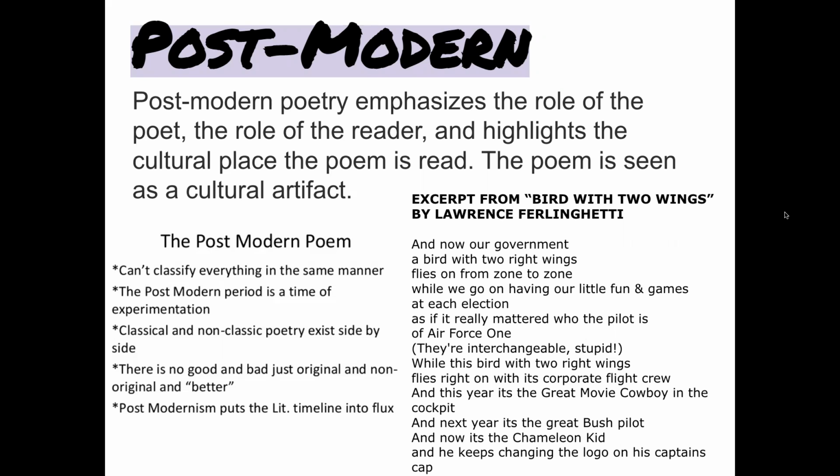I put an example by Lawrence Ferlinghetti, an excerpt from Bird with Two Wings, and you can see that very differently from the sonnet on the first page and even J. Alfred Prufrock on the second page, there is no meter in this one. "And now our government, a bird with two wings, flies on from zone to zone while we go on having our little fun and games." So there's no rhyme, there's not necessarily a meter there, and the line lengths are certainly not even. Again, a very big shift from the other two movements.